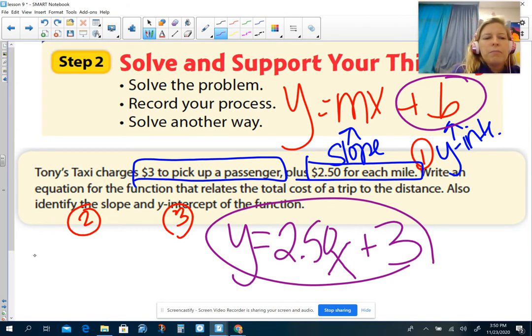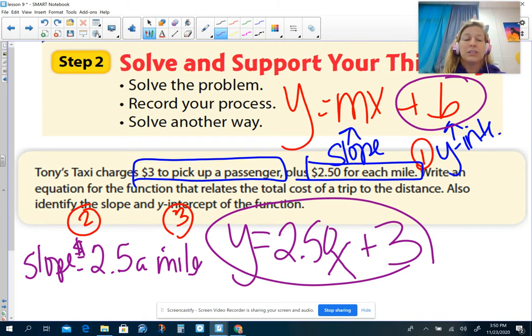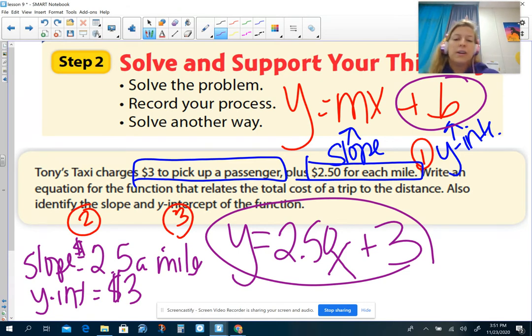So my slope is what's going to happen each mile, every person, per customer, whatever's repeating. That's going to be my slope or my rate of change. Good. Did you say your slope was $2.50 a mile? Awesome. Okay, so what's going to be my y-intercept? My y-intercept is going to be my $3 to pick up a person. Awesome. Look at your notes. If you need to pause my video to fix anything in your notebook, by all means, please do that.